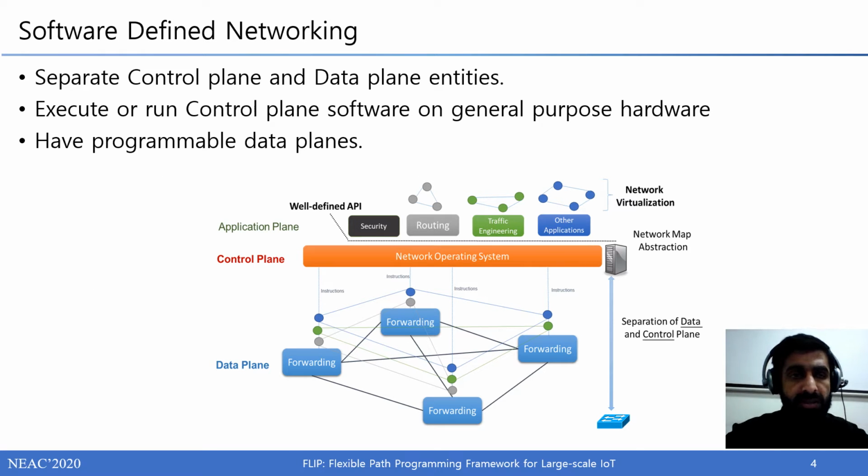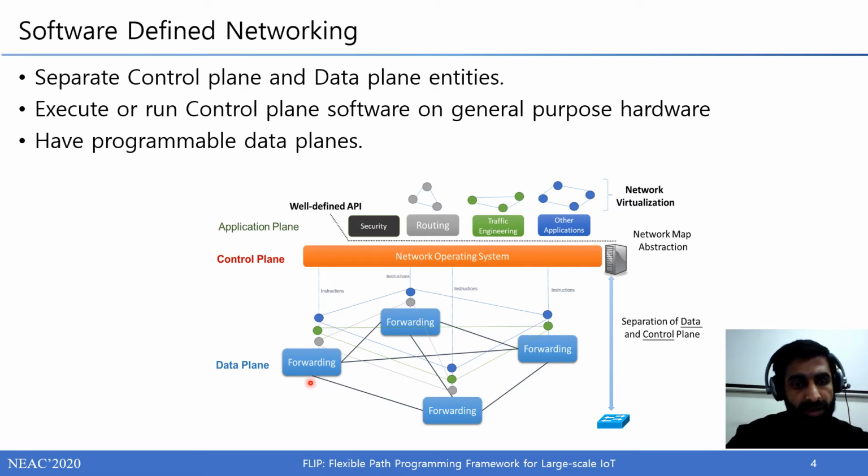We have used SDN as our base technology to develop Flip. So in this slide, we give a brief overview of what SDN is. SDN is basically the separation of control plane and data plane. In a traditional network, the control entity is at the same point as the data plane. But in SDN, we separate the control plane from each of the forwarding devices and move it to a central location. It can be a distributed location as well.